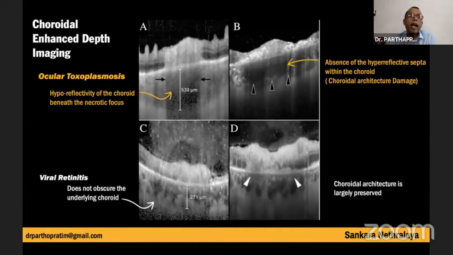Coming to choroidal enhanced depth imaging, in ocular toxoplasmosis the hyperreflectivity of the choroid can be seen beneath this necrotic focus. Also, you can appreciate the choroidal architecture damage, which is characterized by the absence of the hyperreflective septa within the choroid. Whereas these features are relatively absent in viral retinitis, the choroidal architecture is largely preserved, and you don't see any obscuring of the underlying choroid beneath the viral retinitis lesions.